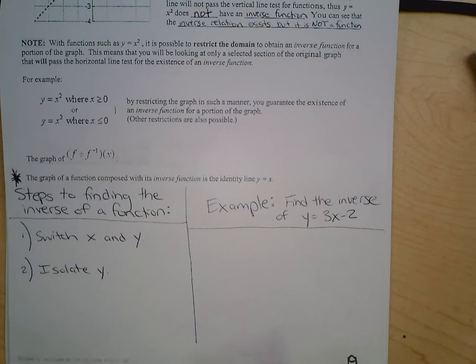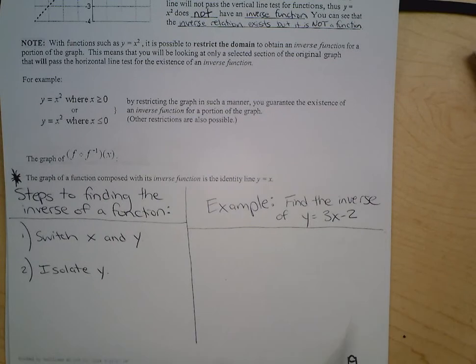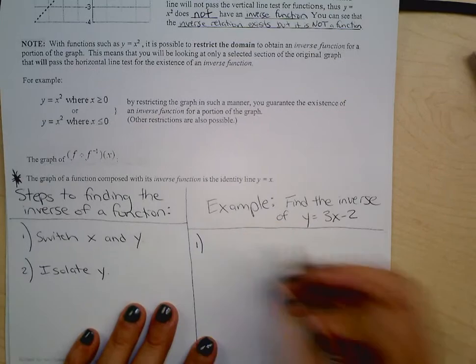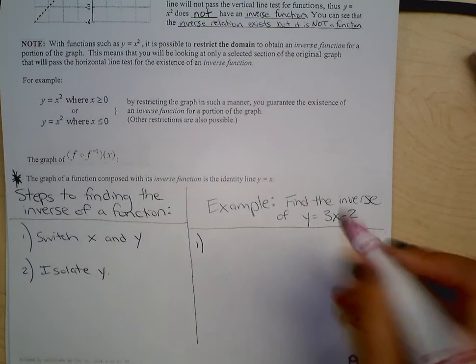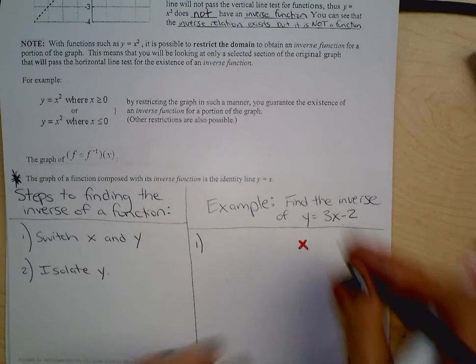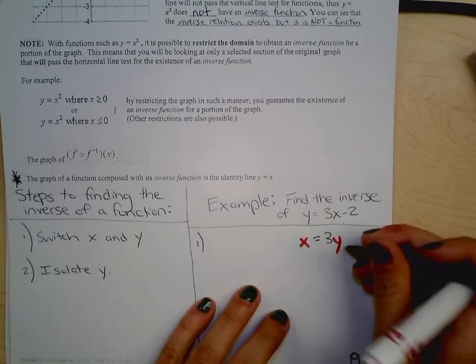So looking at this example here, y is equal to 3x minus 2. My first step is I switch x and y. So this is going to be my x, and this is going to be my y. I switch the positions.